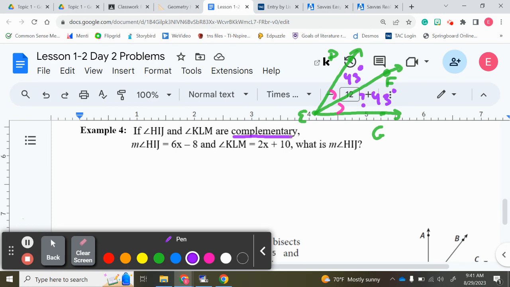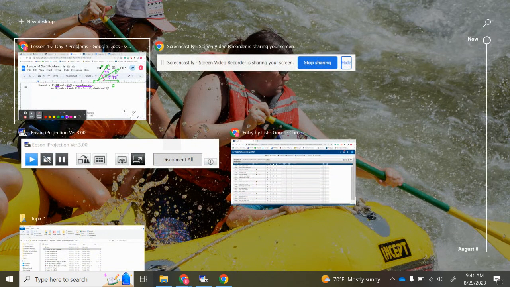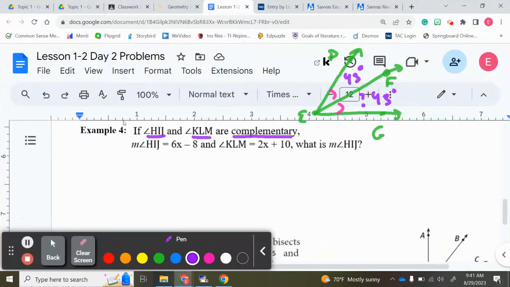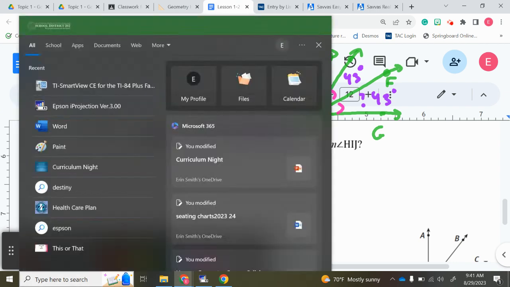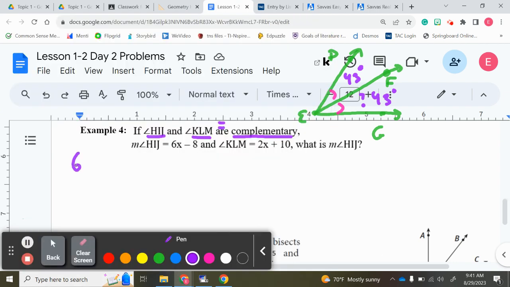Okay. So in this case, they're telling me that this plus this is going to equal that. All right. So if I have HIJ is 6x minus 8, KLM is 2x plus 10, we're going to set that equal to 90 degrees. So this is going to be 6x minus 8 plus 2x plus 10 equals 90.